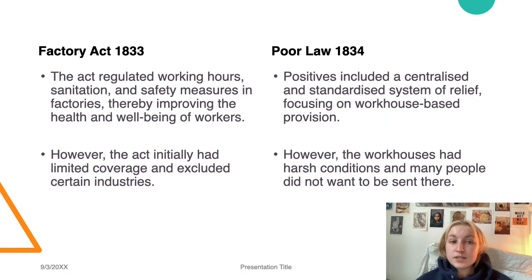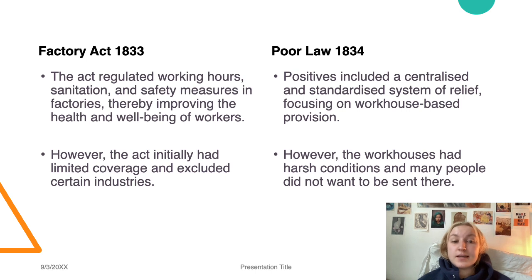The Factories Act of 1833 was concerned with labour conditions, but it indirectly addressed public health issues. The Act regulated working hours, sanitation, and safety measures in factories, thereby improving the health and well-being of workers. However, the Act initially had limited coverage and excluded certain industries, leaving some workers unprotected.